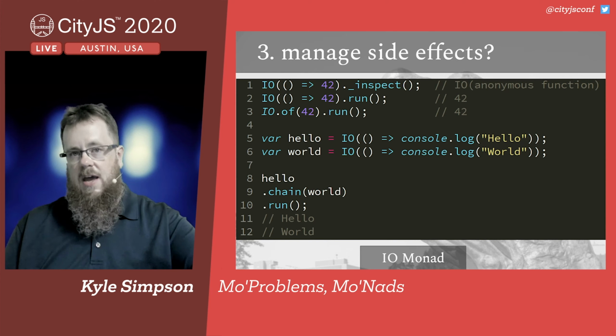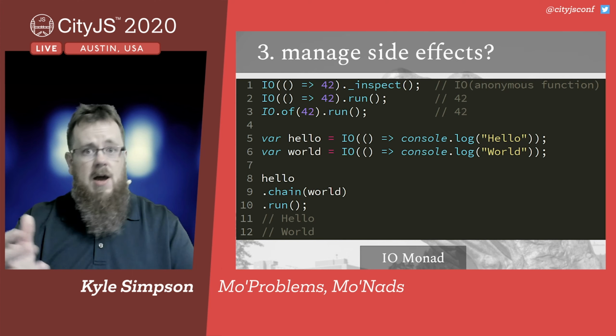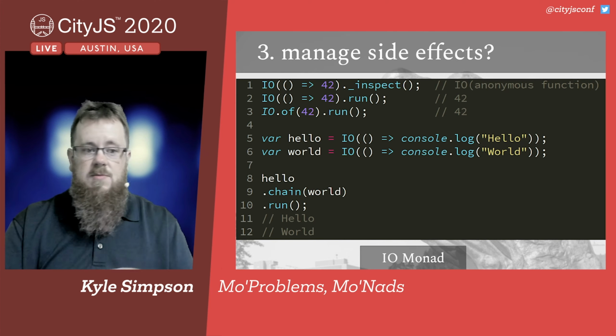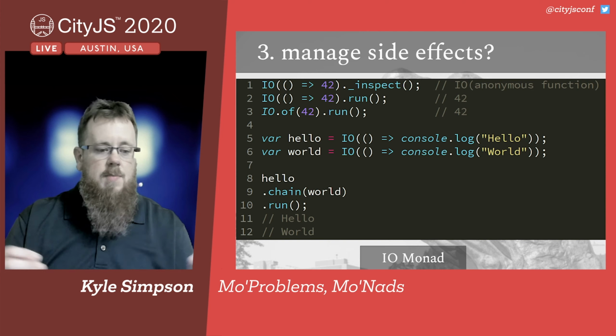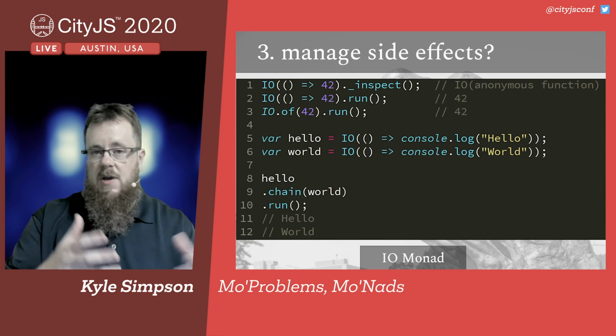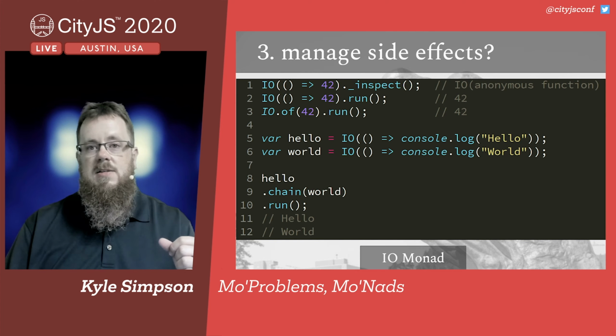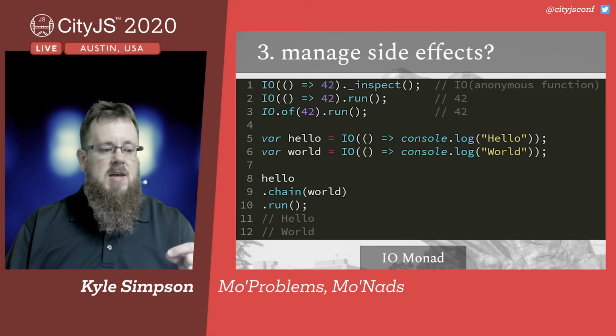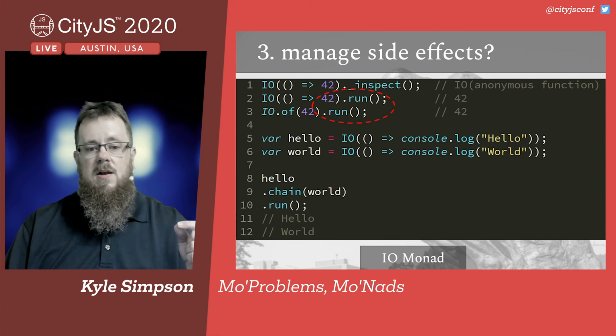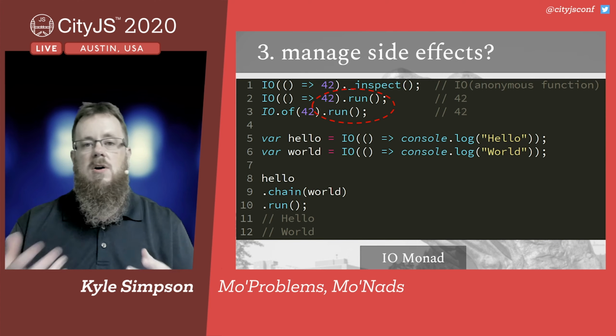For example, we see a hello function, a hello IO monad wrapped around a console log statement for hello. We see this IO wrapping around the console log of world to make that world IO. And then we compose those two on lines 9 and 10. But you'll notice that in all of these cases, like lines 2, 3, and 10, none of that is getting invoked until we call .run.